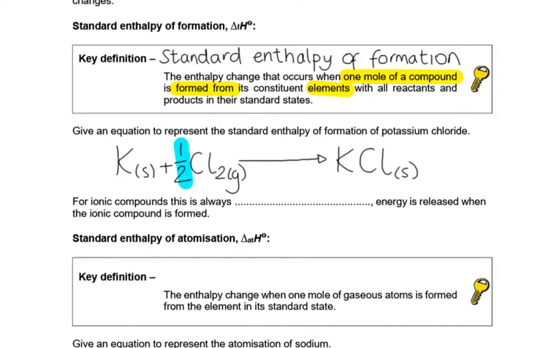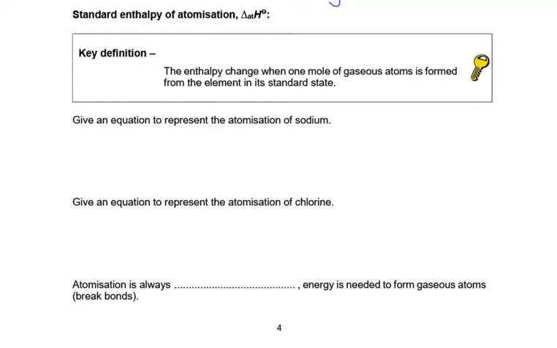Now we need to decide whether this is always going to be a positive enthalpy change or a negative enthalpy change. And because it's formation, forming attractions is releasing energy. And if you're releasing energy, then it's going to be negative, it's going to be exothermic. So if you forget that exothermic and negative, it might be worth giving yourself a little note. So that's our first definition, and we've come across that one before. So our second definition is going to be the standard enthalpy of atomization.